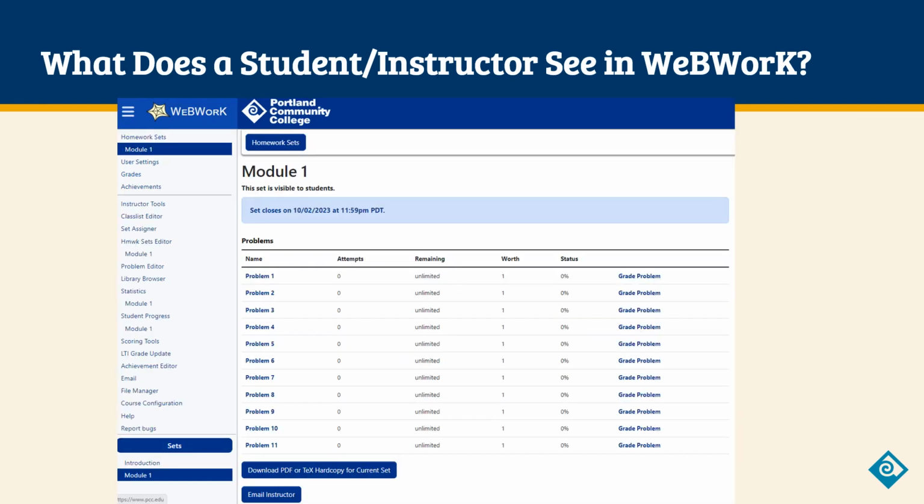Here's a list of problems from a problem set. You can see, now they can see how many attempts they have remaining. They can see what each problem is worth. They can see what the status of their grade is, all the standard things that you can see in a homework program. Then once you click on the problem, you can see what each problem looks like.